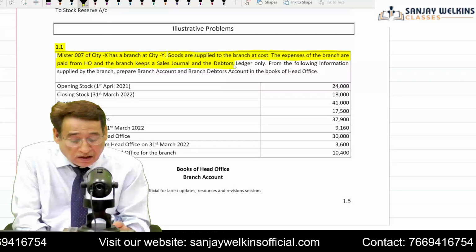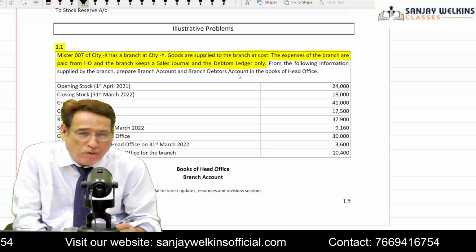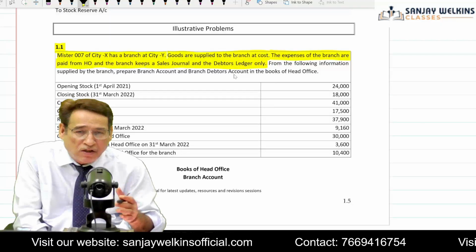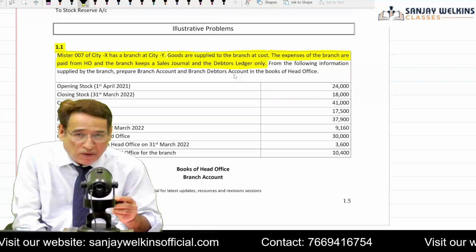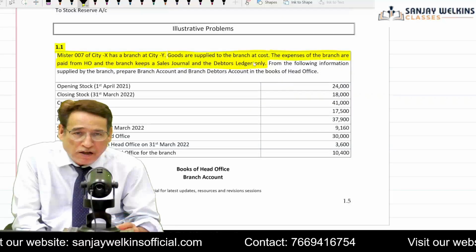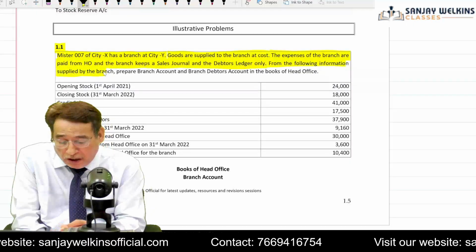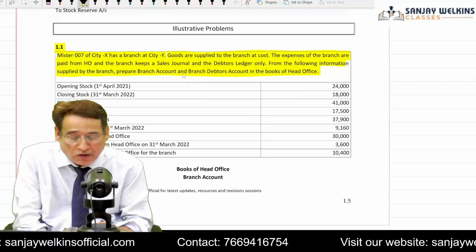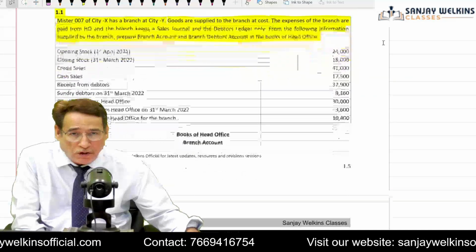And only a sales journal and the debtors ledger is maintained. I have already told you, head office prepares a branch account and maintains a sales ledger. Sales ledger means the ledger of the credit customer. A ledger of the credit customer indirectly means debtors. From the following information supplied by the branch, prepare branch account and branch debtors account in the books of the head office. Now, this line indicates that this question belongs to the debtors system.